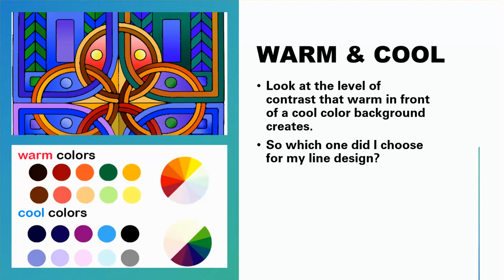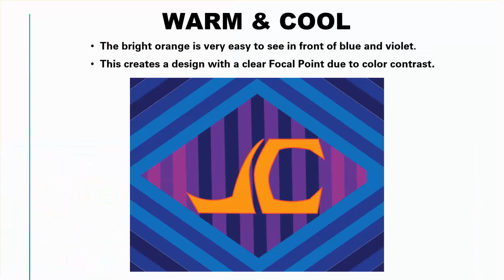So which one did I choose for my line design? Remember, you saw it originally had a bunch of cool colors, which made it hard to see the design. What I ended up choosing was warm and cool. The bright orange is very easy to see in front of the blue and violet. This creates a design with a clear focal point due to color contrast. We want to use color contrast, so using colors to make sure our focal point stands out.